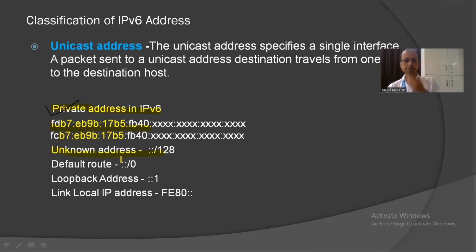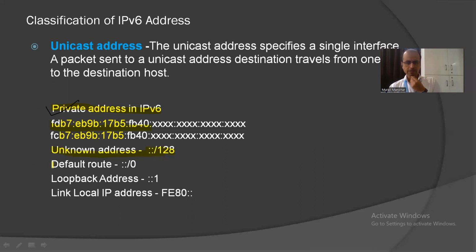Unknown address means in IPv6, if all values are 0 and we are representing with /128, as I have already written here, this address is known as unknown address, or unspecified address.